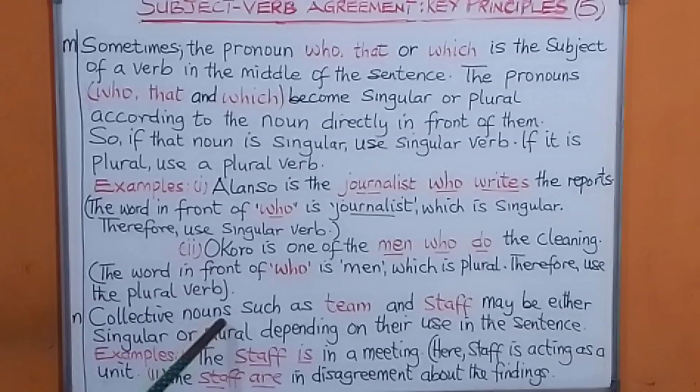The last one. Collective nouns such as team and staff may either be singular or plural, depending on how you use them. If I say the staff is in a meeting, I'm using the staff as one collective unit. But if I say the staff are in disagreement, I'm using staff to represent individuals. So I can better say the staff members are in disagreement about the findings.